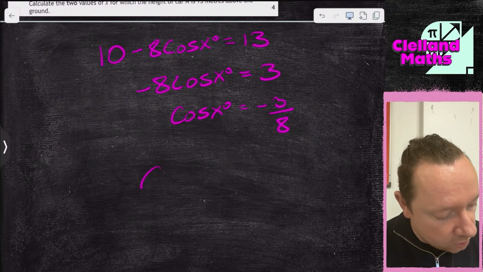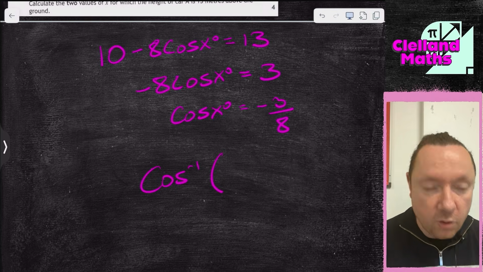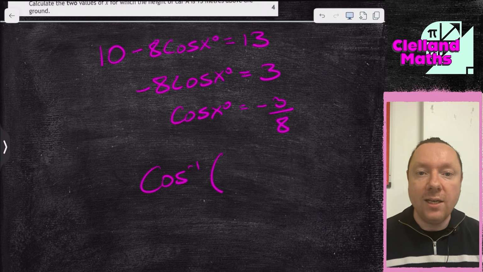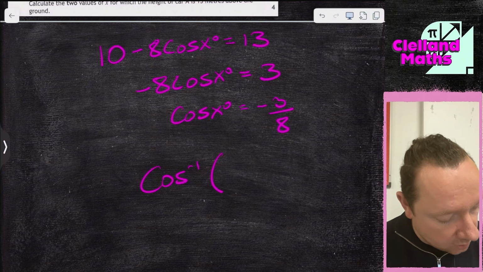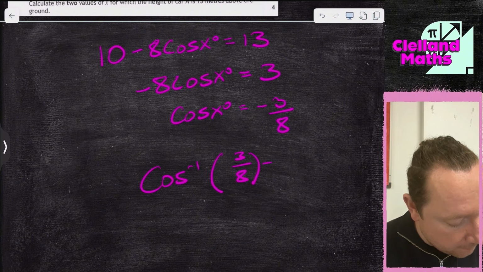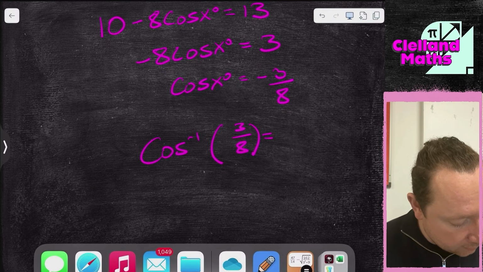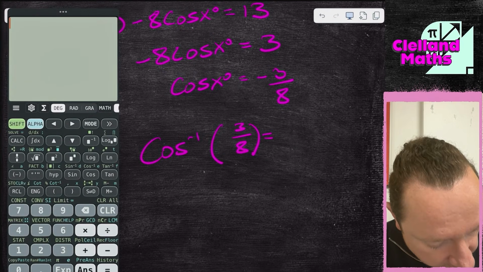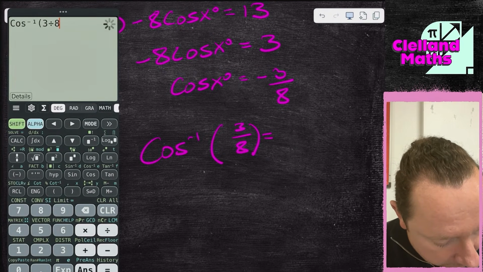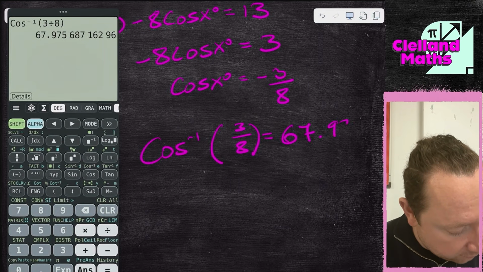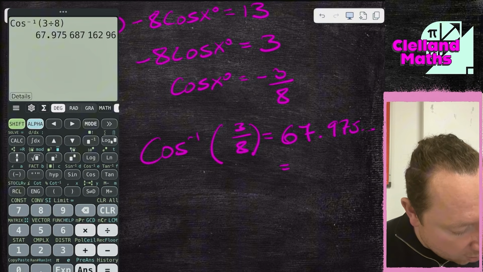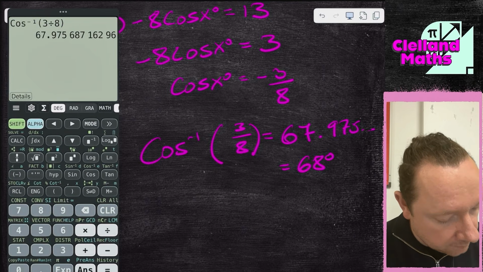So now you do the inverse cos, and this is your sticking point. Don't do the inverse cos of a minus, because you get a wrong answer, because you're trying to do the CAST diagram, it only works for positive numbers. So do 3/8 only. Shift cos of 3 over 8 is 67.975, blah, blah, blah, or about 68 degrees then.